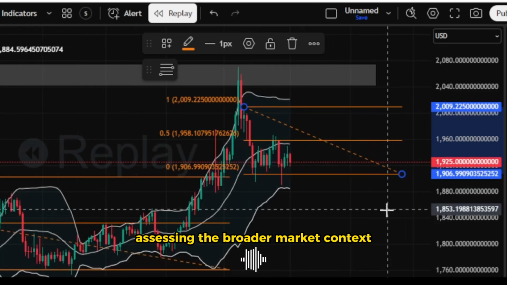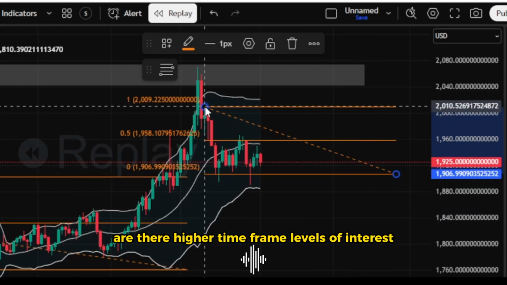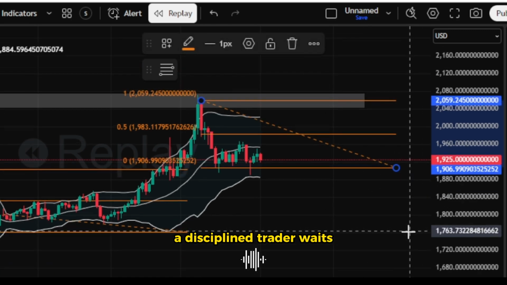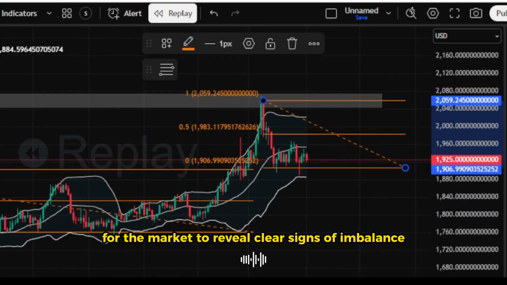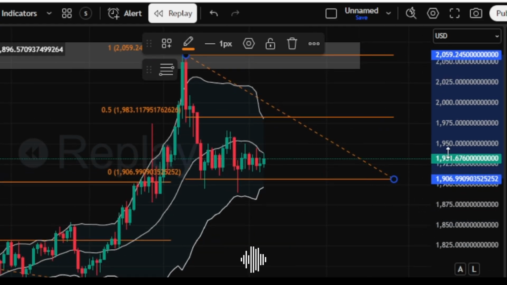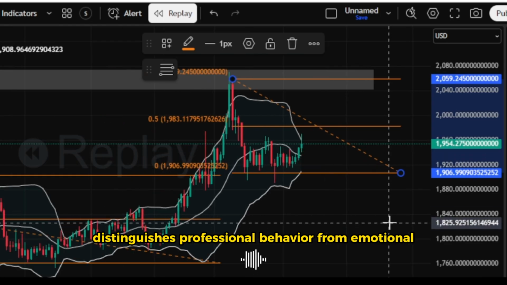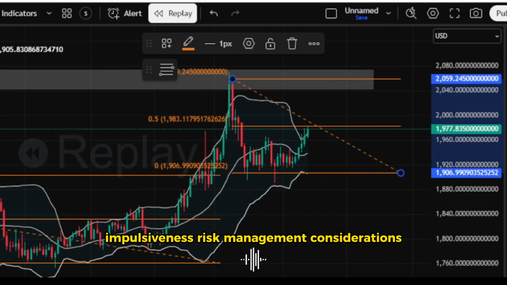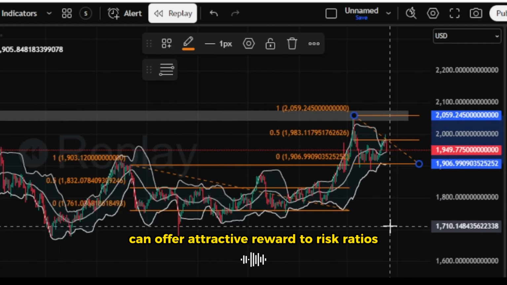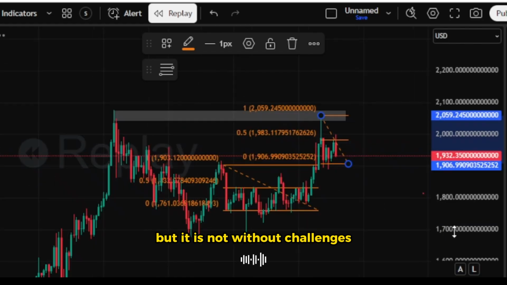Assessing the broader market context: are there higher timeframe levels of interest aligning with the Bollinger Band extremes? A disciplined trader waits for the market to reveal clear signs of imbalance rather than acting prematurely or relying on the first touch of a band. This patience distinguishes professional behavior from emotional impulsiveness. Risk management considerations. Trading reversals near Bollinger Bands in range-bound markets can offer attractive reward to risk ratios, but it is not without challenges.